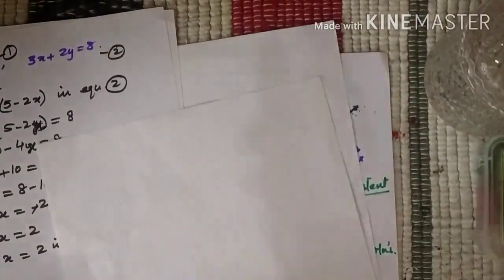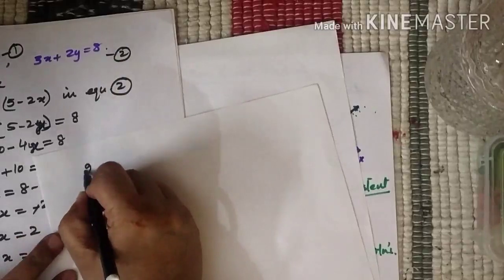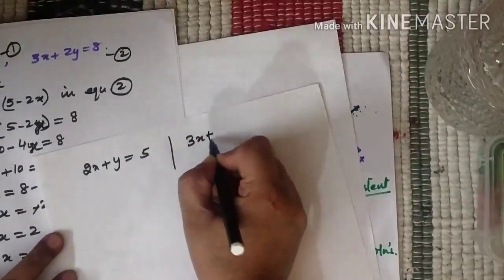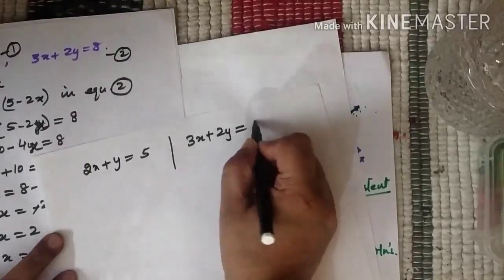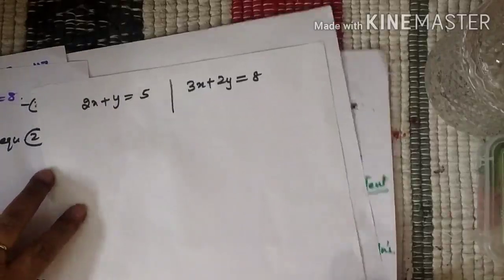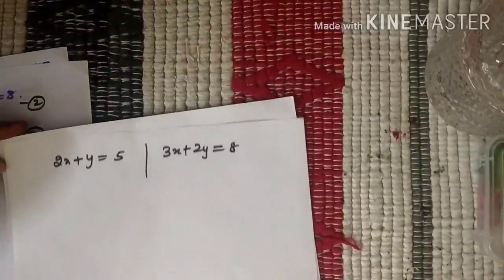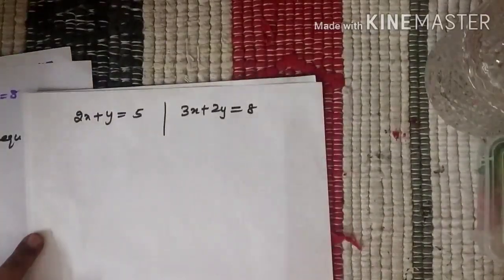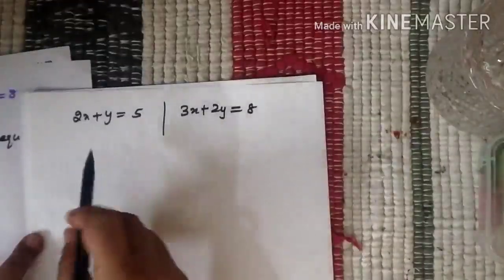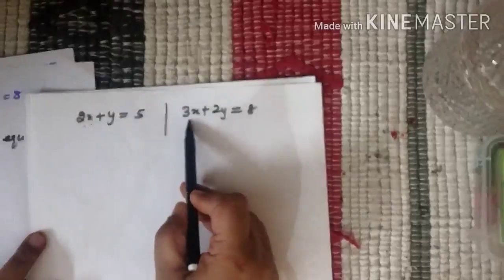See here, 2x plus y equal to 5. We will make the coefficients of one of the variables the same. And which variable will we make the coefficient same? That depends on the coefficients of the variable. We'll have to study the coefficients of the variable in both the equations. This is 2 into x and this is 3x.